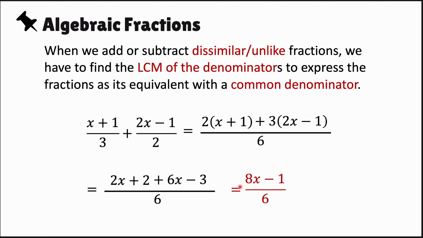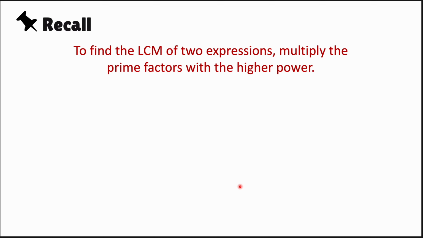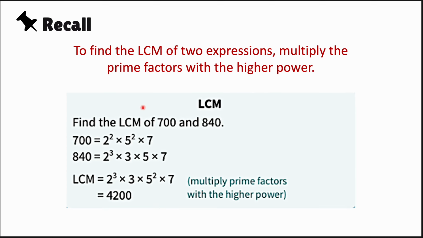Now, the most important part here is finding the LCM of the denominator. So let's just have a quick recall of how to find the LCM of two expressions. Let's say, for example, 700 and 840. To find the LCM of two expressions, we just need to multiply the prime factors with the higher power, the one with the higher power if there's a common prime factor.